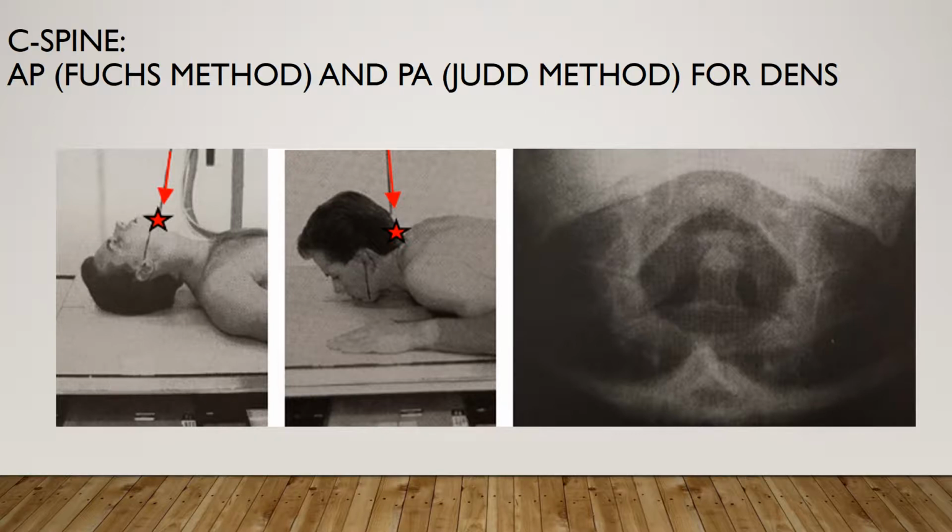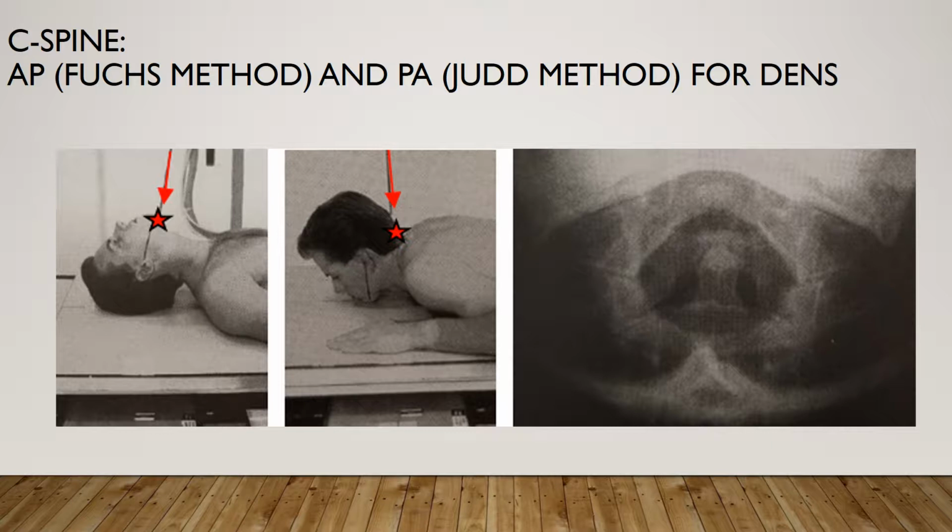You may also be taking the PA or the Judd method, which means you want to put the chin against the tabletop with the same CR alignment. The central ray is going to be parallel to the mental meatal line, 1 inch inferoposterior to the mastoid tips and the angle of the mandible. You need to have suspended respiration during this exposure.